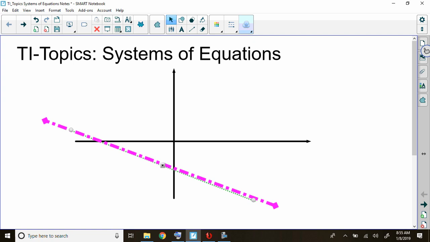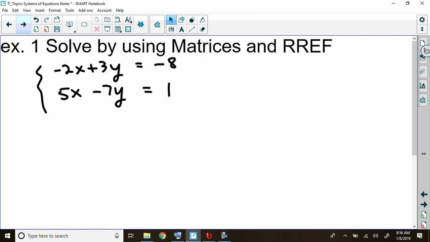Okay, so we got 4 examples to get to. We got 3 different ways of doing this. Remember, all week long we've been using the graphing calculator, and we'll briefly look at doing these by hand. So our first example has this system. Maybe you want to jot that down. The one equation is negative 2x plus 3y is equal to negative 8. The second equation is 5x minus 7y equals 1.